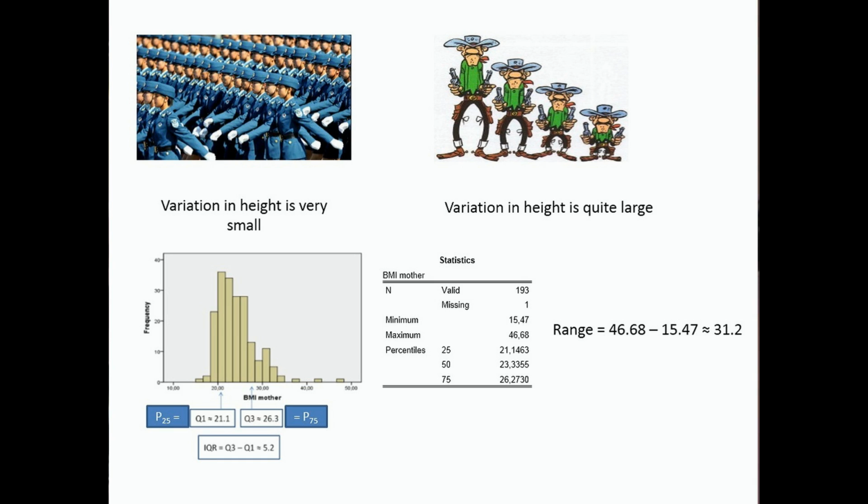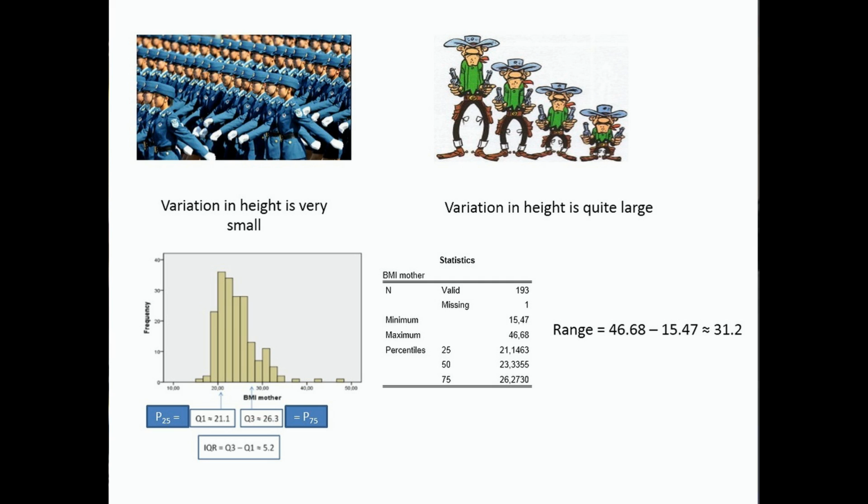But if the extreme value of 46.68 were no part of the sample, the range would have been much smaller. A measure for dispersion which is less sensitive to outliers than the range is the IQR, the interquartile range. The first quartile is the value with 25% on the left-hand side, so it's equal to the P25. The IQR is defined as the difference between the third and the first quartile, and is used for skewed distributions.